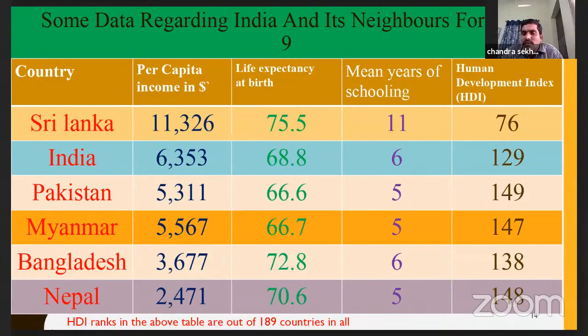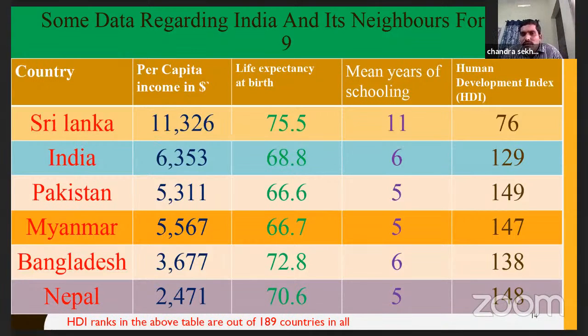So it shows we should improve our educational facilities to provide more years of schooling to Indians. Pakistan, average 5 years of schooling. Myanmar also, it is providing 5 years of schooling. Bangladesh 6 years, and Nepal is providing 5 years of average schooling to the people.